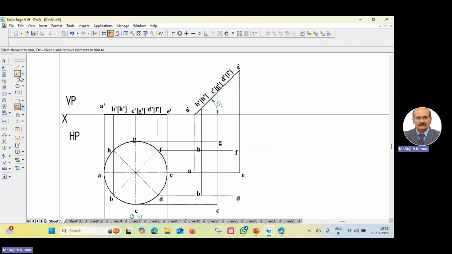You can now go to curve command, dark line, start from A, search for the endpoint everywhere. Next B point, C point, D point, E point, F point, G, H, and E. So this is the curve command you can use.